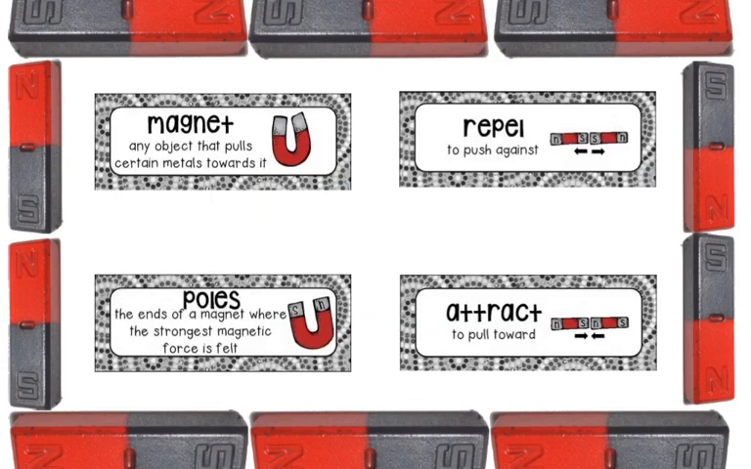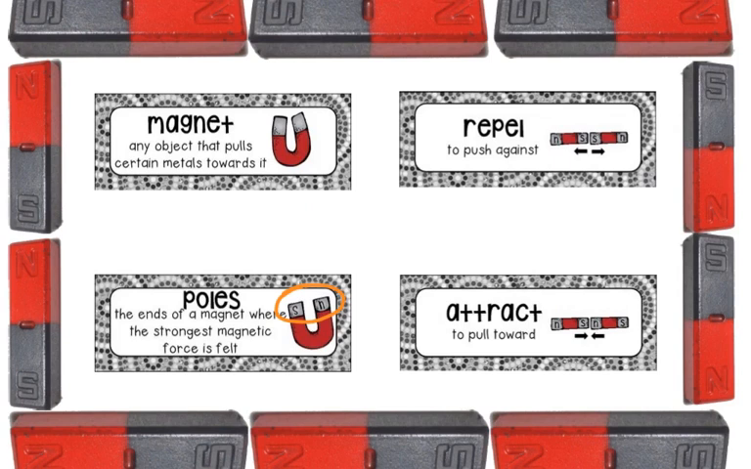We also learned some vocabulary words. We learned the meaning of magnet, which is any object that pulls certain materials towards it. We learned the meaning of poles. Poles is the ends of a magnet where the strongest magnetic force is felt. On this magnet, we can see the poles S and N. Remember, the S means south seeking, and the N means north seeking.